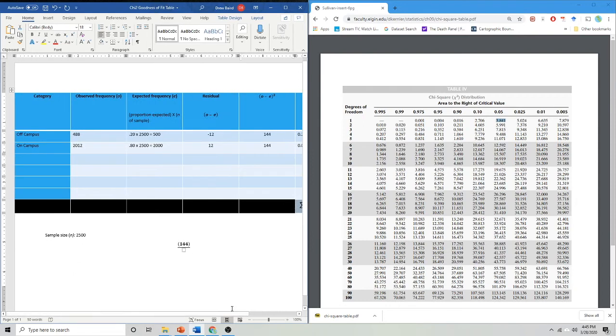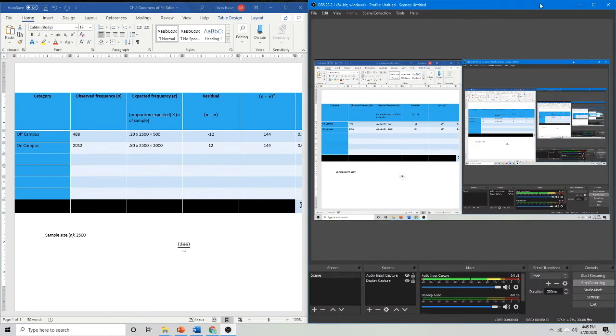So we would say that CNU students, in terms of where they live, are not significantly different than the general population of college students. Yeah, there is a little bit of a difference, but it's pretty safe to assume that that's just due to randomness. There isn't an actual difference between CNU and the rest of the population of college students. So that is 2 examples of how to do goodness of fit test chi-square.